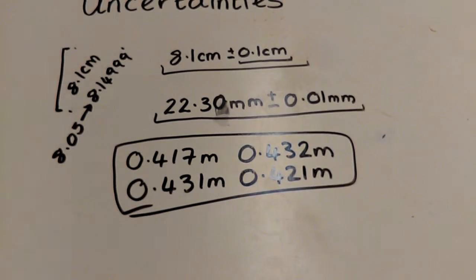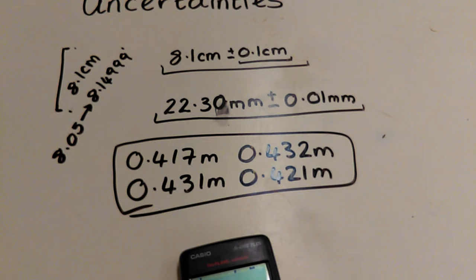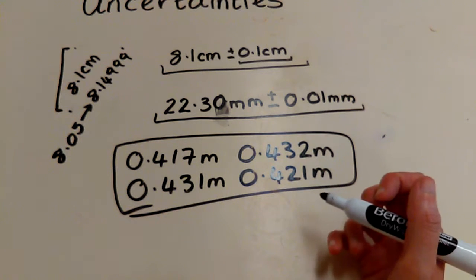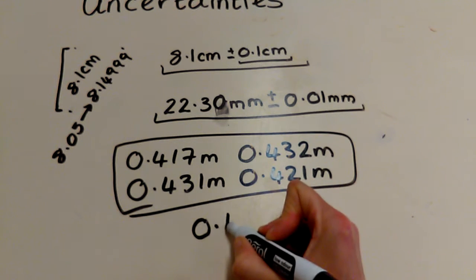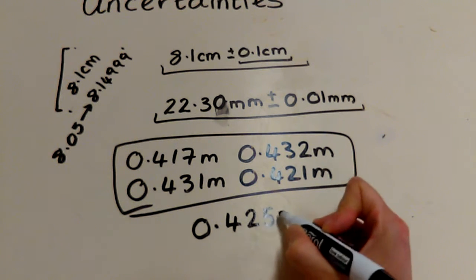is, the first thing is I'd have to find the mean, the average. So I'd do that like we normally find the mean. I add them together: 0.417 plus 0.431 plus 0.432 plus 0.421. Add them together, divide by 4, because there's 4 of them, and I get an answer of 0.42525. Now, as I said in the last video, I would round that to make sure it's the same number of significant figures. So that would be 0.425 metres.